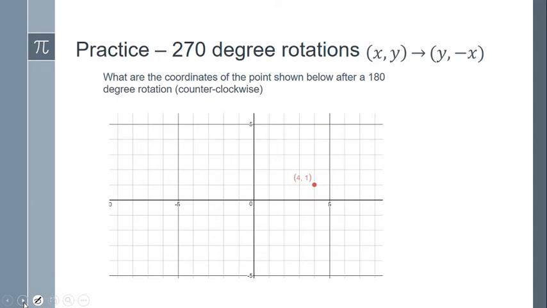And so let's practice rotating a point. Let's rotate this point 270 degrees. Again, after a 270-degree rotation.